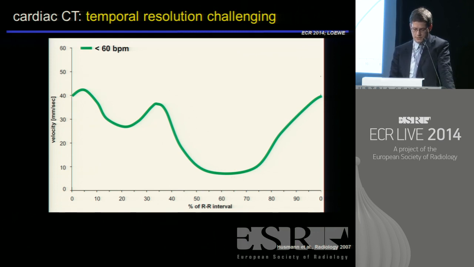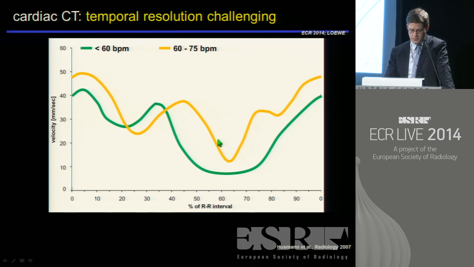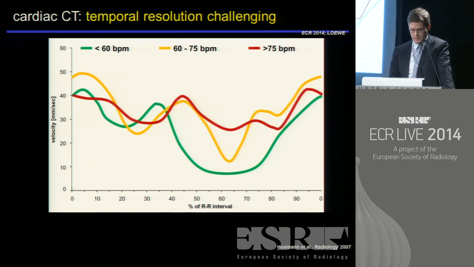The problem is if the heart rate of the patient increases. This is the example for 60 beats per minute, which is really low. If the heart rate of the patient increases, even this period of time where we can image the coronary arteries becomes shorter, and so it becomes more critical to image the coronary arteries without any movement.